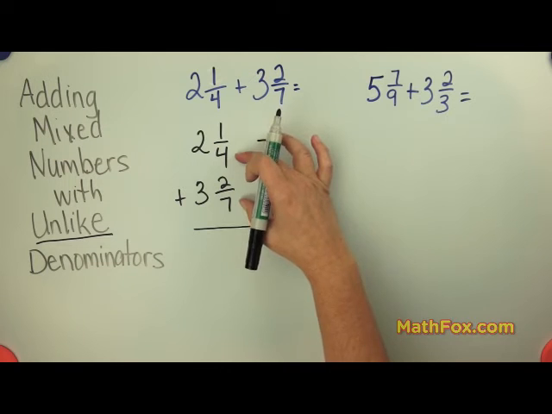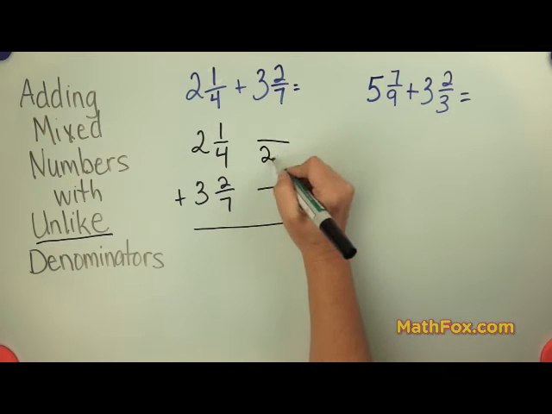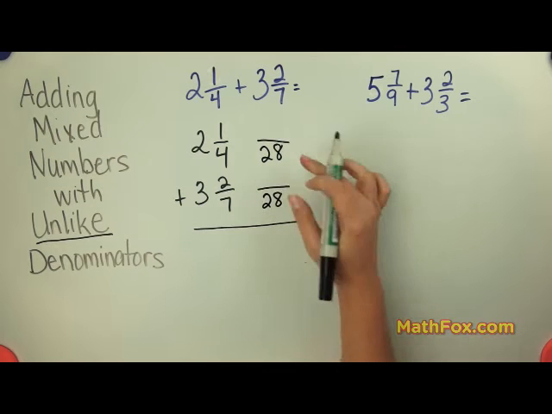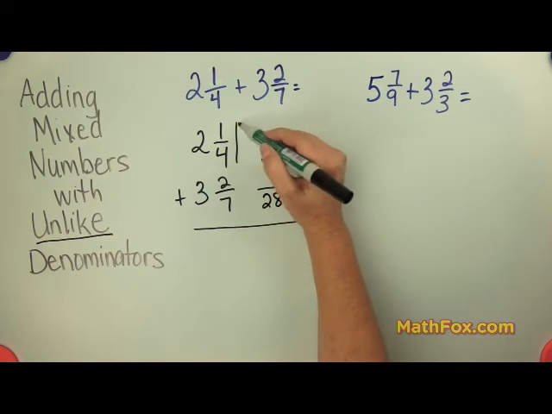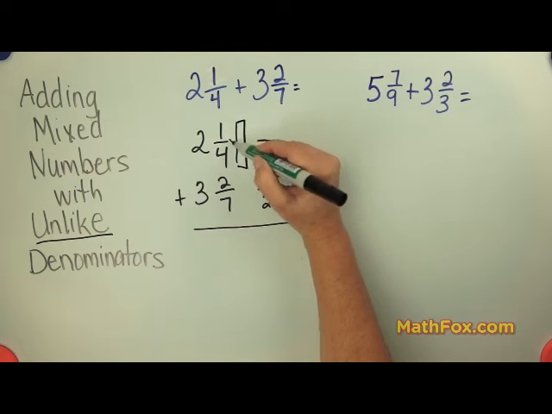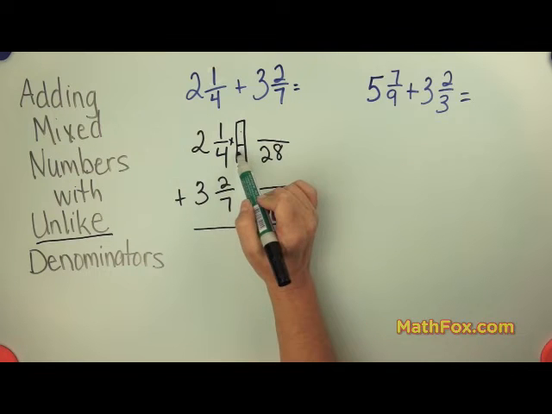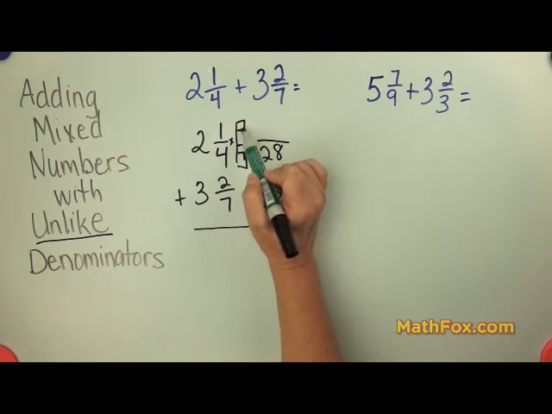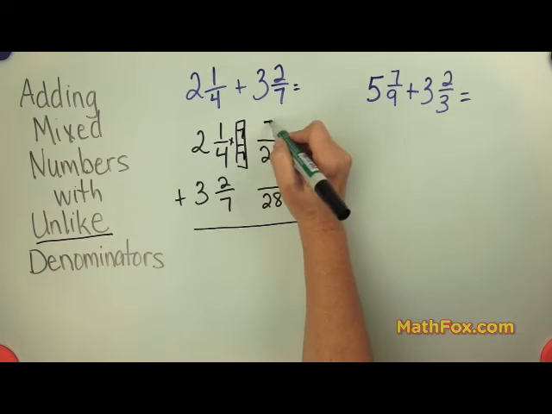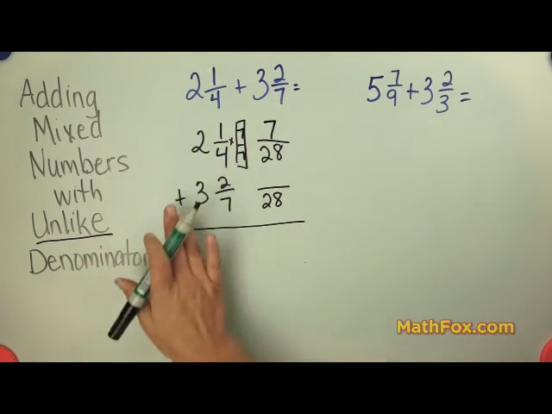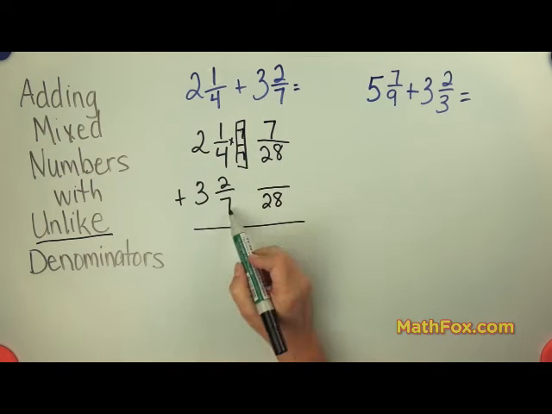The least common multiple of 4 and 7 is 28, so I'm going to rewrite my fractions with a denominator of 28. I'm going to multiply by 1, and my numerator and denominator must be the same to be a 1. So 4 times 7 is 28, so I'm going to multiply 1 times 7 as well. So 7/28 is the same as 1/4.